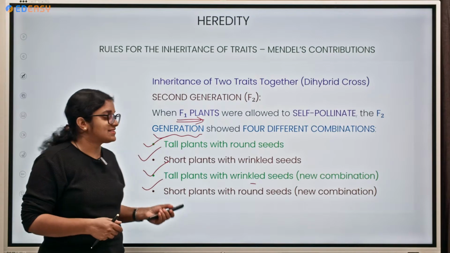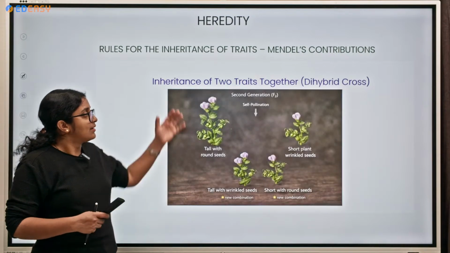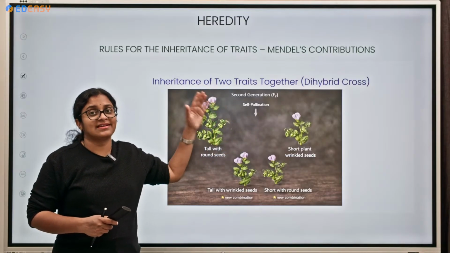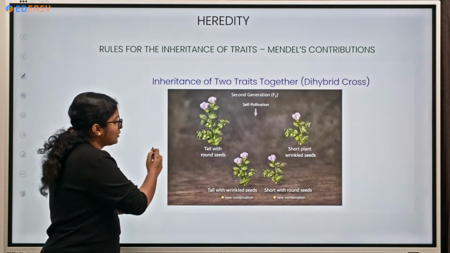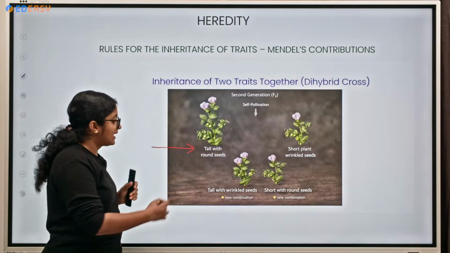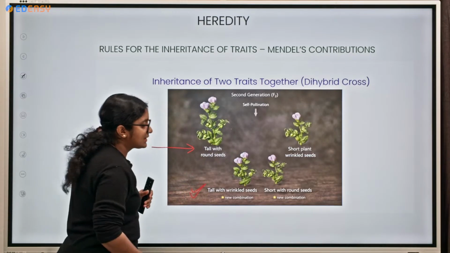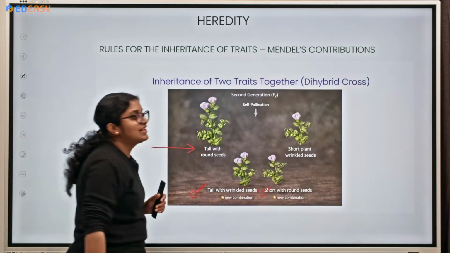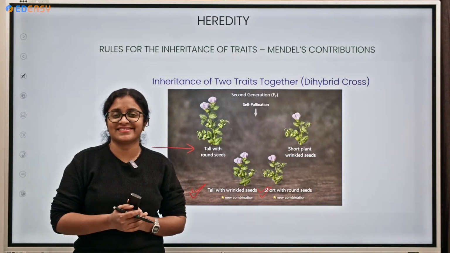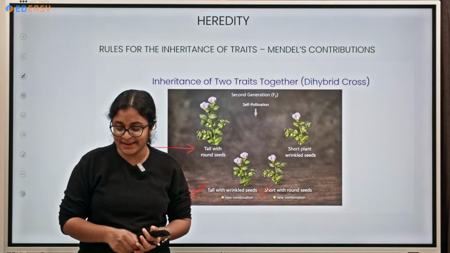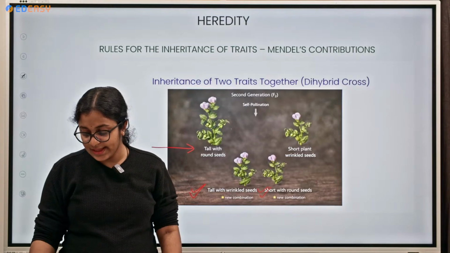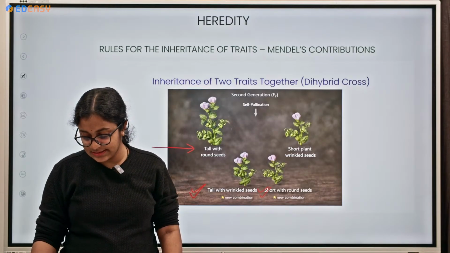So from this, what we can conclude? When the F2 generation in the dihybrid cross, when the F2 plants are undergoing self-pollination, one combination is tall with round seeds, one combination is short plant with wrinkled seeds, other combination will be tall with wrinkled seeds and short with round ones, will be the new combination of the plants getting produced. Got it, everyone? Yes, are you understanding? So this will be the rule of the inheritance. Okay, so let me check if any questions.